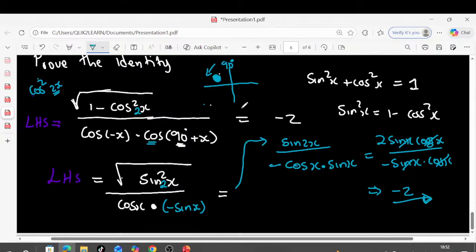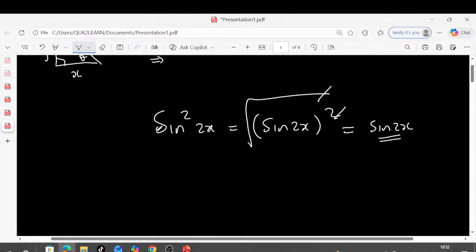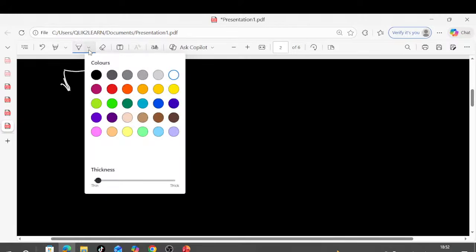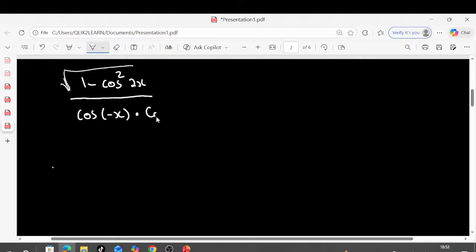It's fine. Let us redo the question. Let us repeat this so that we can be on the same page. We were given the root of 1 minus cos squared 2x, and this is divided by the cos of the bracket minus x times the sine. Oh, it was minus. This is what we were given.